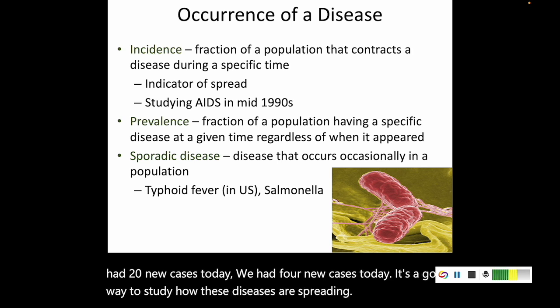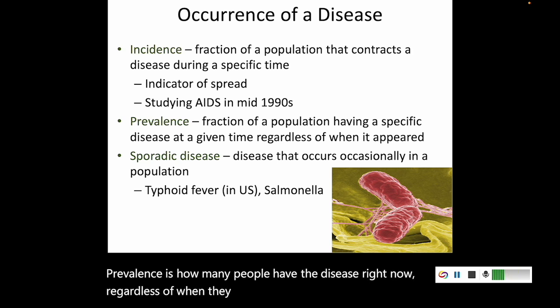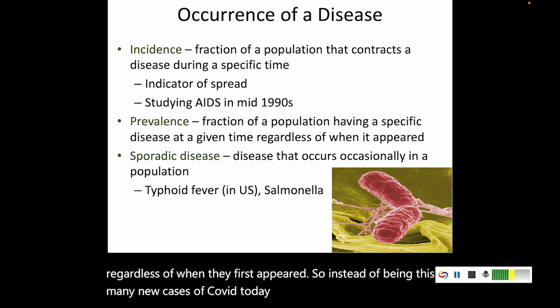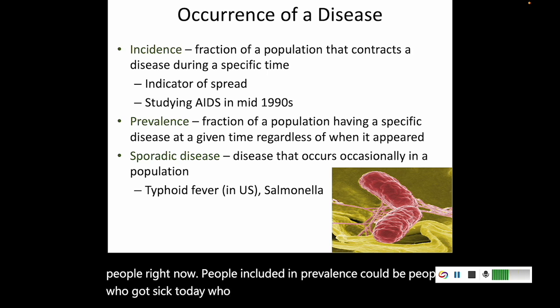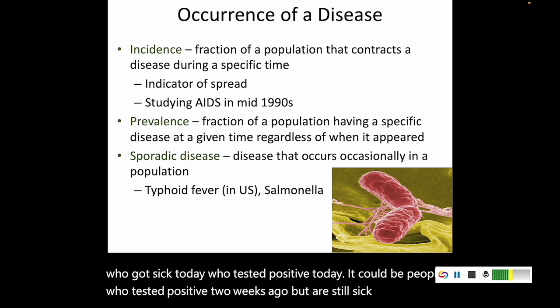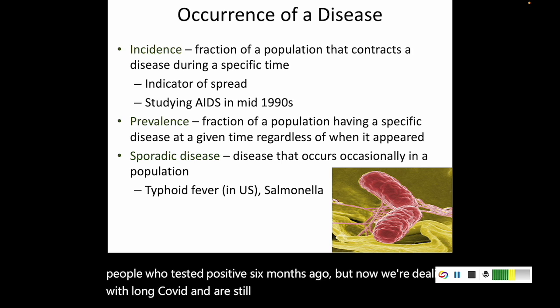Prevalence is how many people have the disease right now, regardless of when they first appeared. So instead of being this many new cases of COVID today, it was we have this many sick people right now. People included in prevalence could be people who got sick today, who tested positive today. It could be people who tested positive 2 weeks ago but are still sick. It could be people who tested positive 6 months ago but now are dealing with long COVID and are still in the hospital on a ventilator. All of that is included in prevalence.